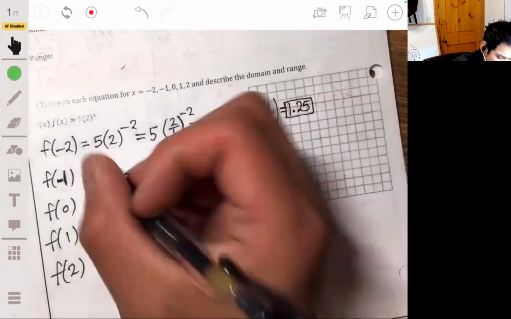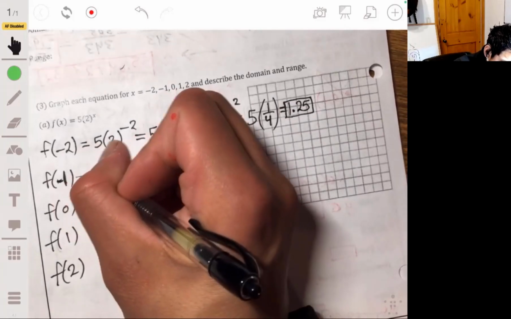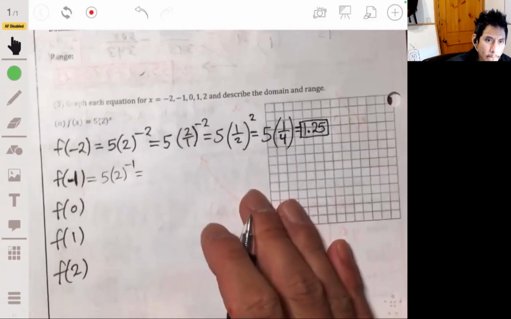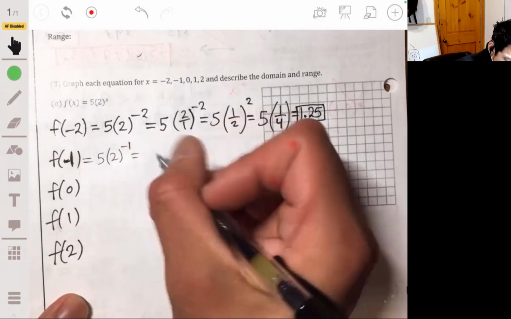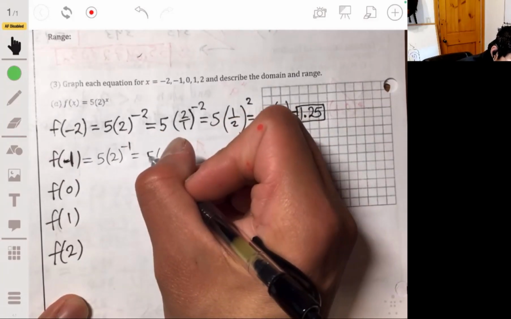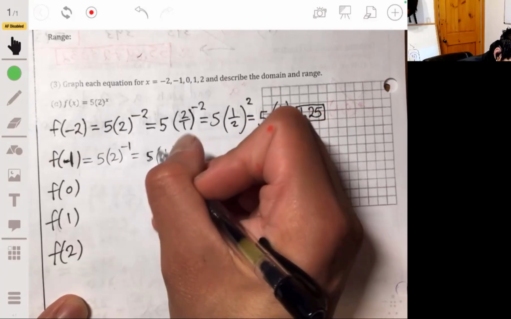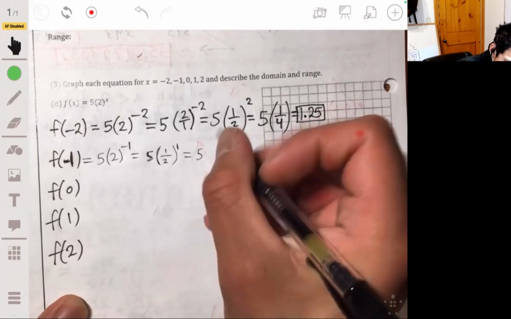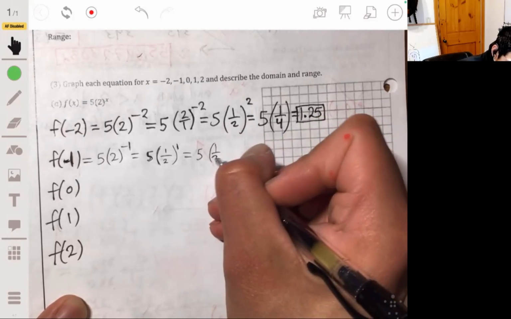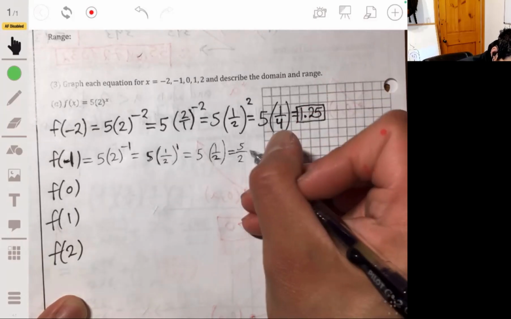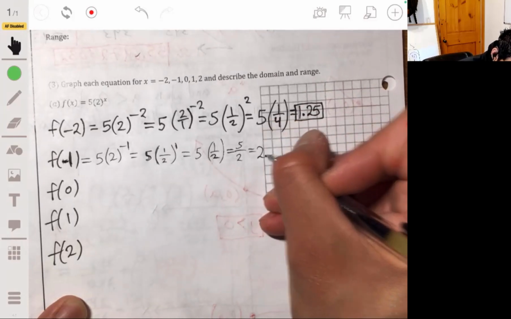All right, next let's evaluate for -1. 5 times 2 to the -1. Making the exponent positive, we have 5 times (1/2) to the 1. This is simply 5 times 1/2, or 5/2, or just 2.5.